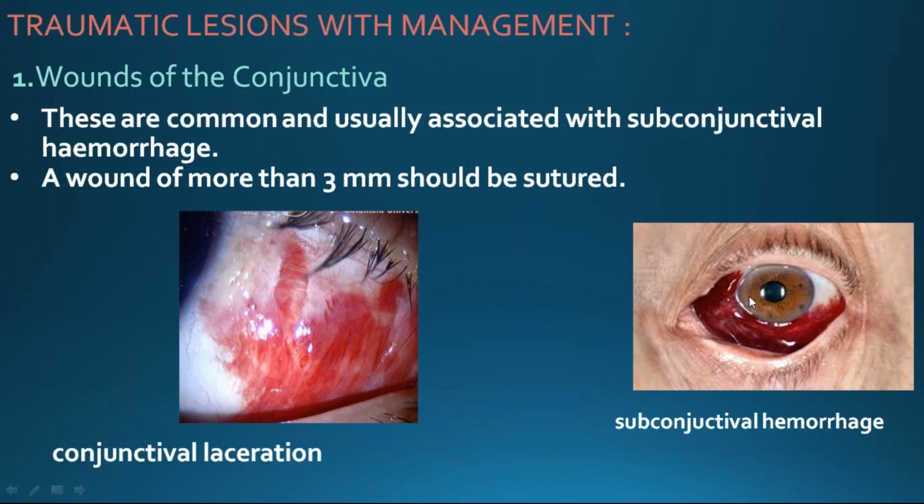Subconjunctival hemorrhage: you should wait for 1 to 2 weeks. Give vitamin C, 500 mg BD. Wait for 1 week, it will resolve spontaneously. Along with that, you should give a painkiller also.